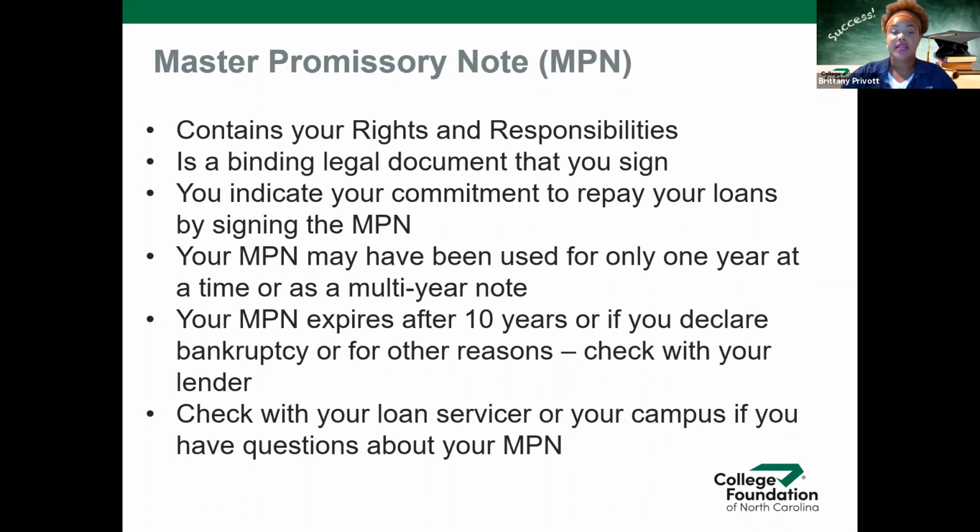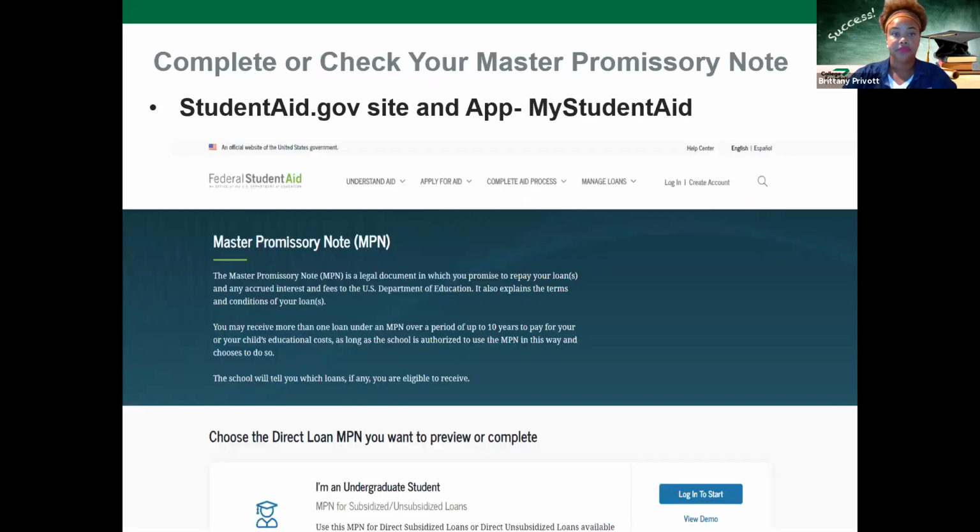Your master promissory note expires after 10 years, or if you declare bankruptcy or for other reasons. Check with your lender to find out more details about your master promissory note, and check with your loan servicer or your campus if you have questions about the note itself. For federal loans, you can complete or check your master promissory note at studentaid.gov. There's also an app, so if you prefer to check this information on your phone or tablet, you can download the My Student Aid app on the Apple Store or Google Play Store.